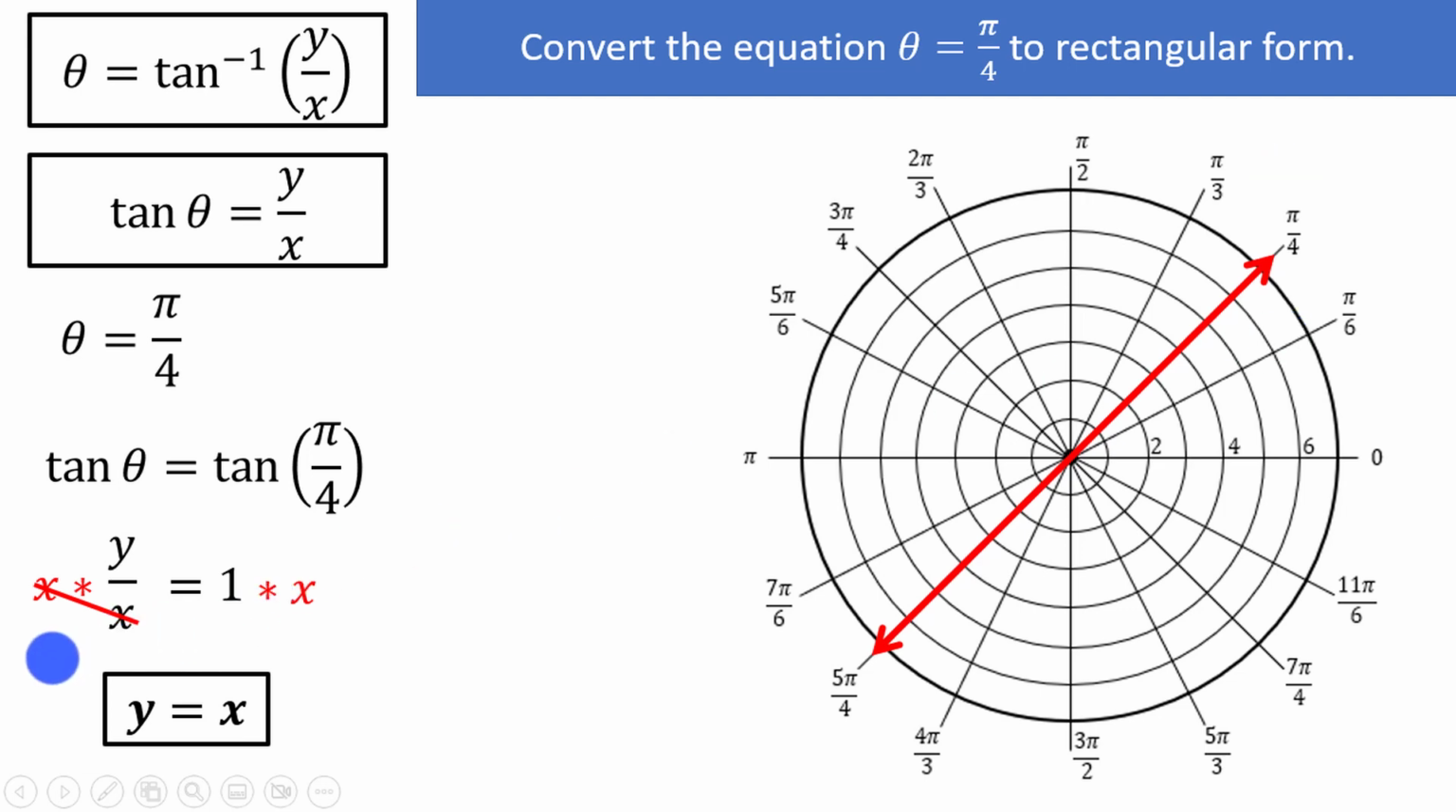You could also think of this as y equals x. Y equals x is a 45-degree line, which is exactly what we have here.